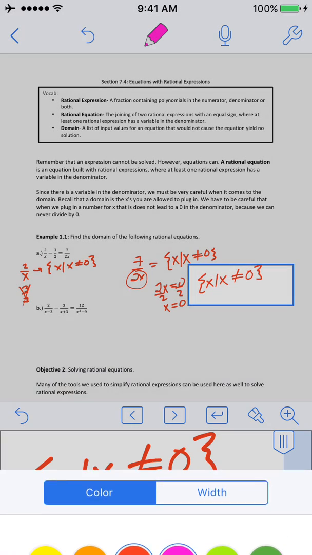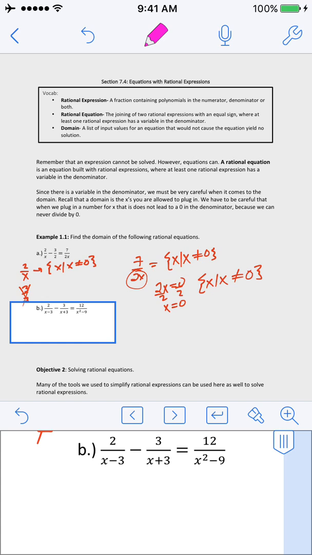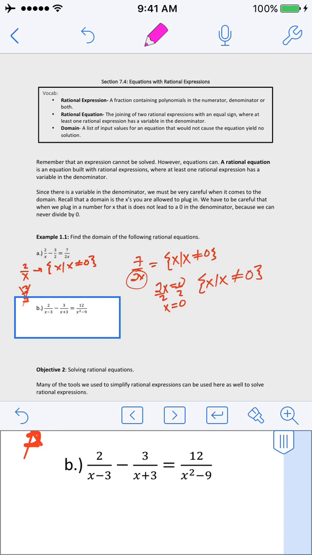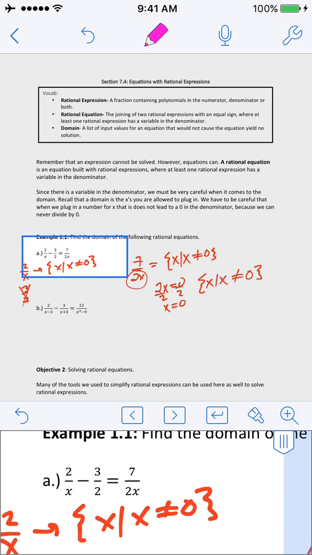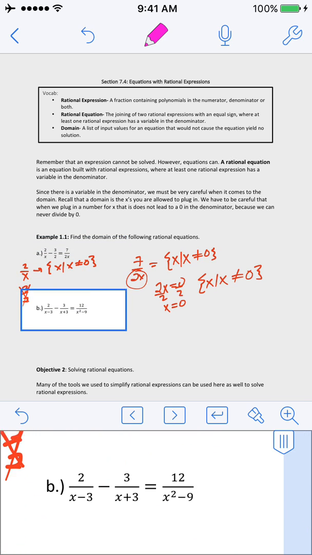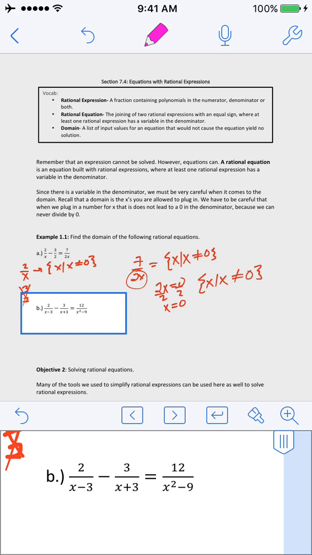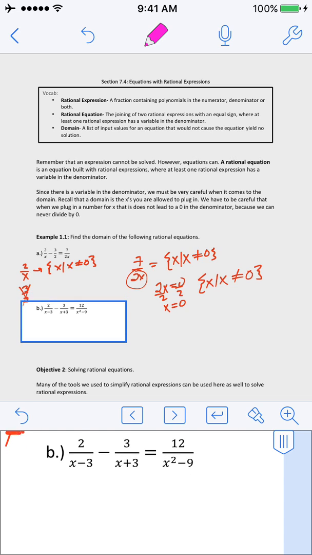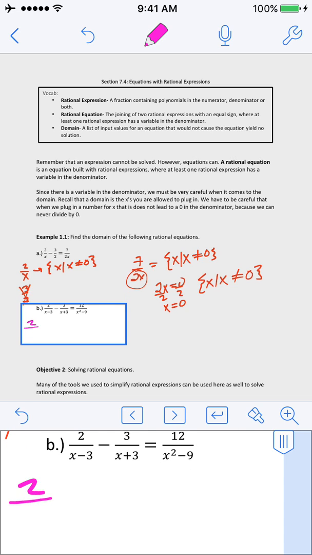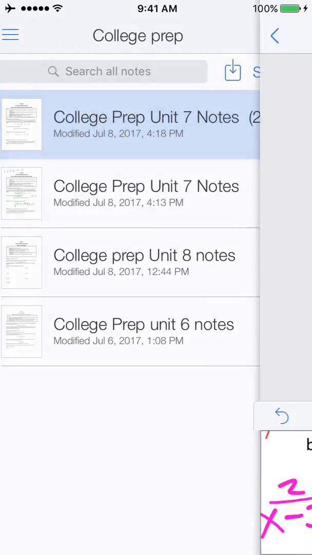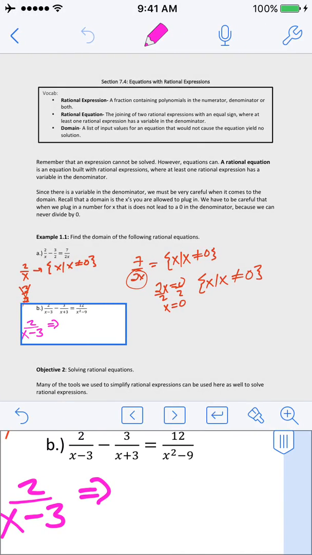All right, let's do it again with this one down here. Same idea. We can't have any of those denominators equaling 0. But now the difference is that where in the first problem the entire denominator was x, this time x minus 3 is a denominator. It's not just x. So we have to figure out in each case what is not allowed.